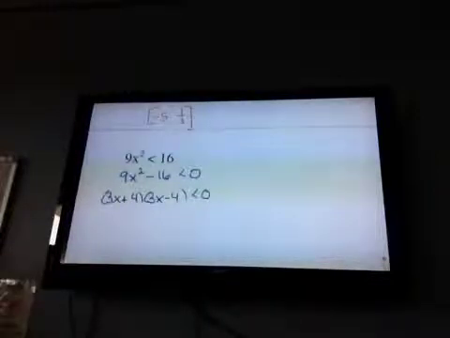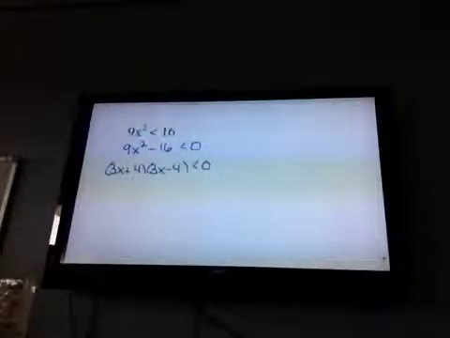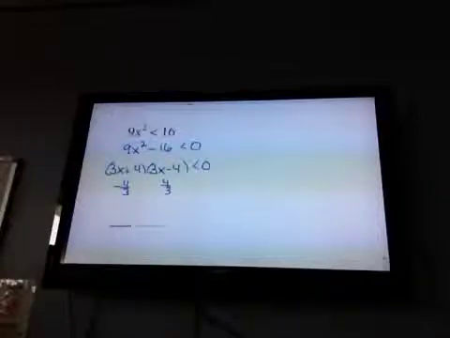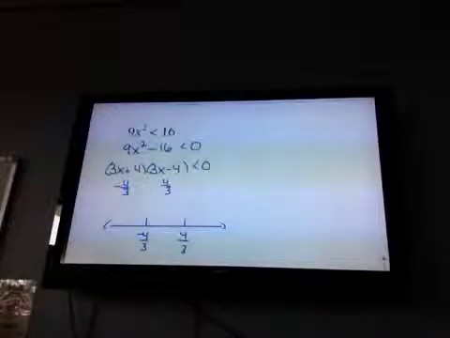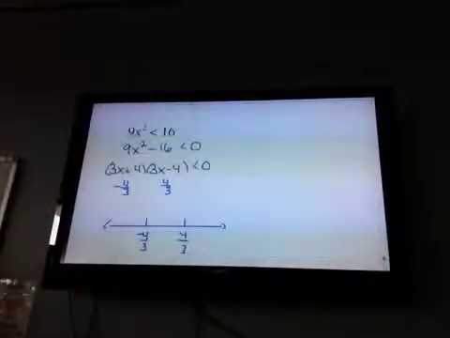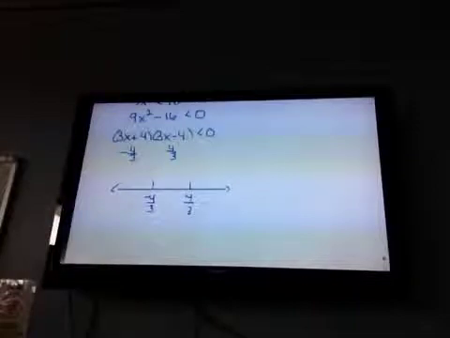Making my zeros negative 4/3 and positive 4/3. So those are my zeros. Those are like my boundaries. So I'm going to investigate the numbers less than negative 4/3, the numbers between negative and positive 4/3, and the numbers greater than 4/3.